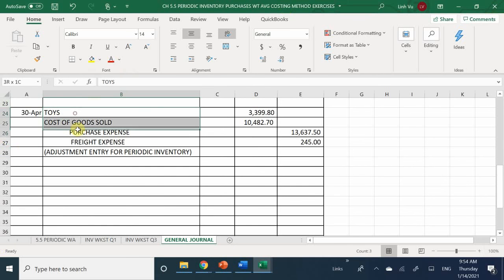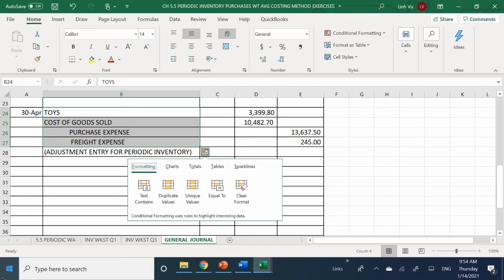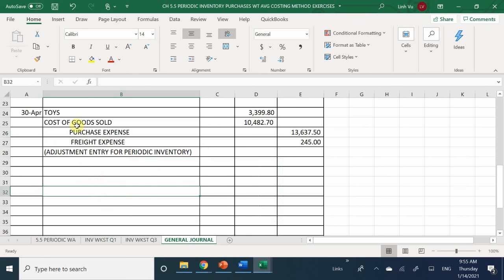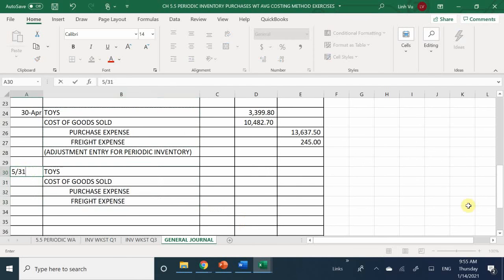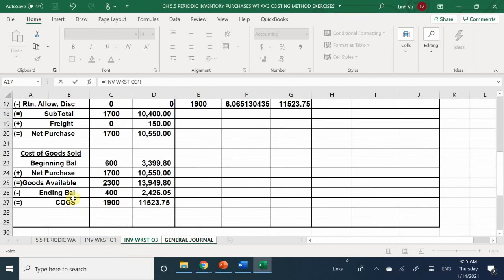So again, just to save some time, I'm just going to copy and paste in here. Okay, go down here. And this is for May 31st. And then we have one last entry here, which is that we need to also calculate our beginning inventory. So what are my numbers going to reflect? What was my ending balance? 2,426.05.